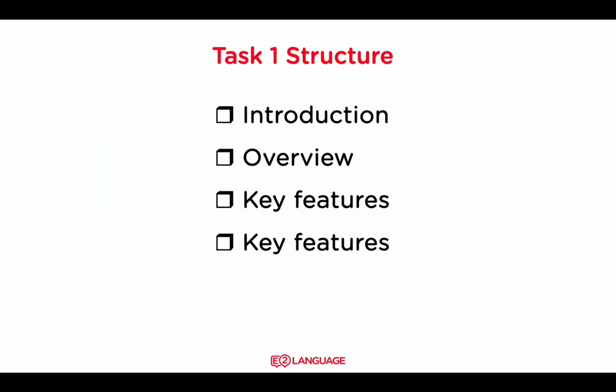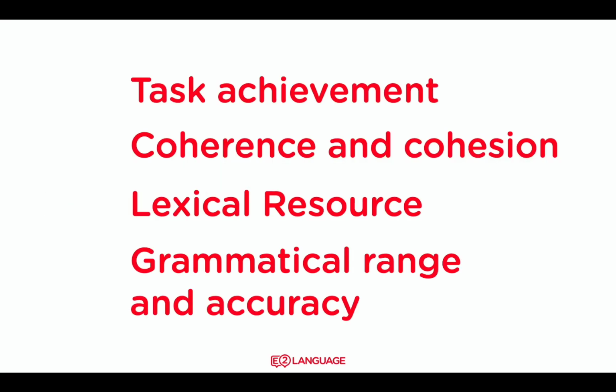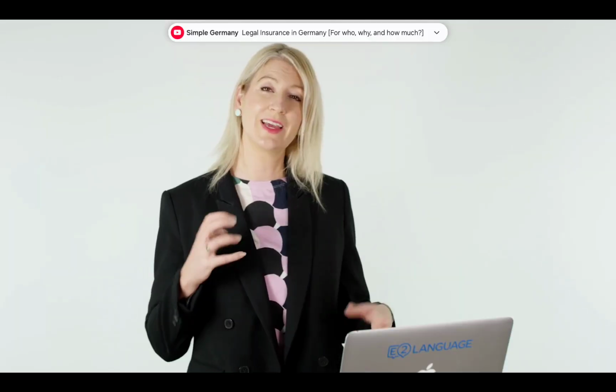Then we need to follow the structure, same structure as always: intro, overview, key features. And write with the criteria in mind: task achievement, coherence and cohesion, lexical resource, grammatical range and accuracy. So as you're writing, you're always thinking about how can I use my linking in a sophisticated way? How can I demonstrate range of vocab, demonstrate range of grammar, and also maintain accuracy?